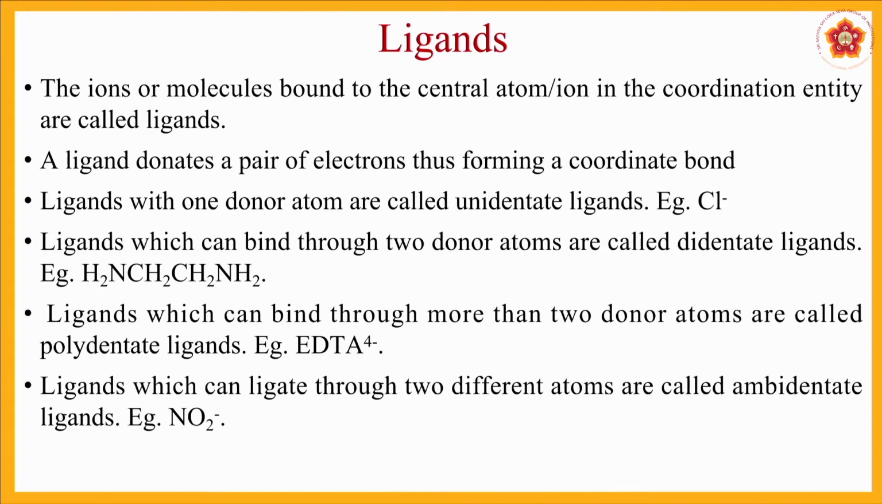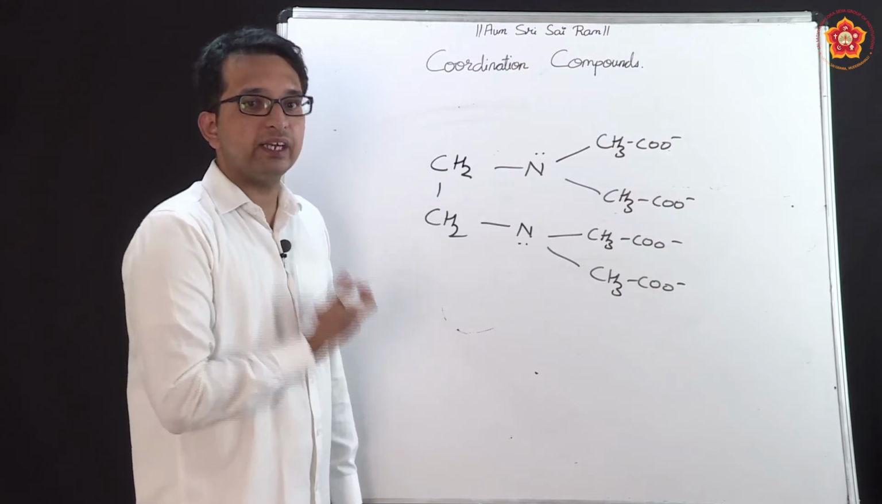As an example, we see a compound named EDTA. So, what is this EDTA? It is ethylene diamine tetraacetate. Once it is polydentate, it indicates that there are more electrons available for donation. So, this is the structure of the polydentate ligand EDTA.